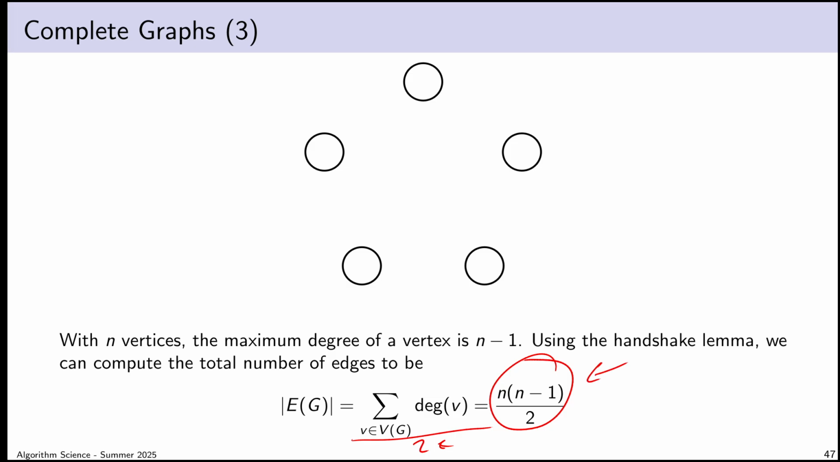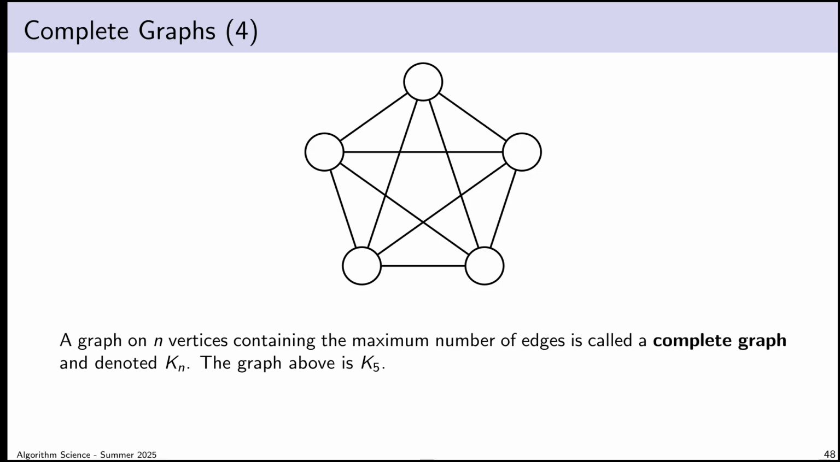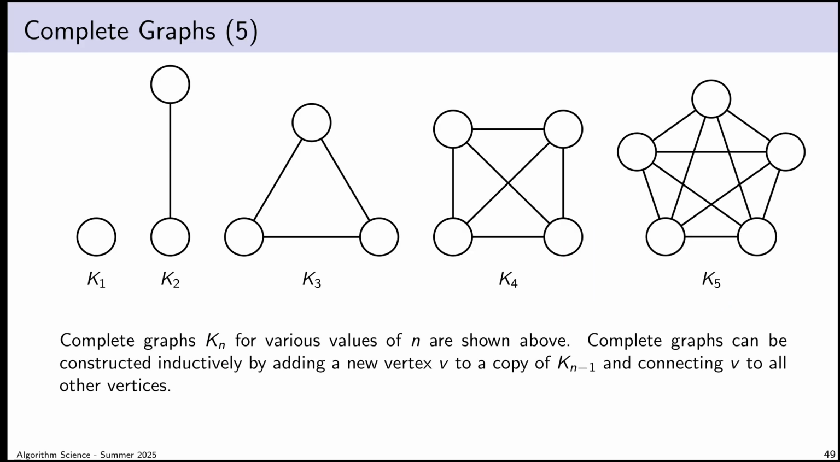It's good to give that a name, and we can do that. We're going to call that the complete graph. A graph on n vertices containing the maximum number of edges, that is to say n times n minus 1 all over 2, is called a complete graph, and it's denoted by K sub n. So this graph here is K5 because it's got 5 vertices and every vertex has degree 4.